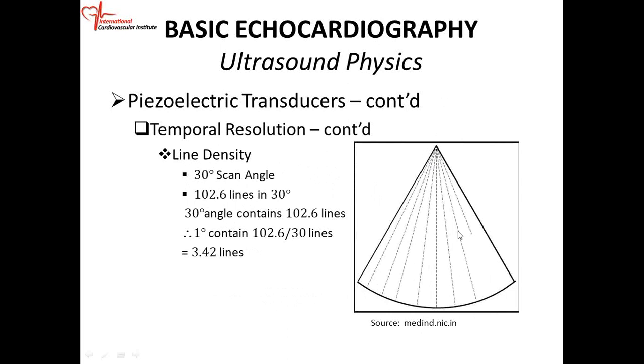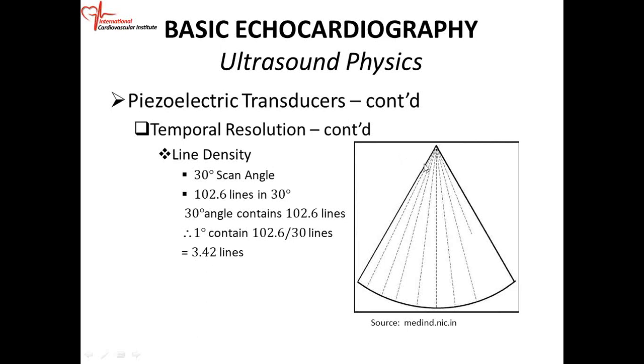All right. So if you have these scan lines in a 30 degree scan angle, so if you have 103 scan lines in this 30 degree scan angle, then for each degree, just simple math, each degree will contain 3.42 lines. Okay?